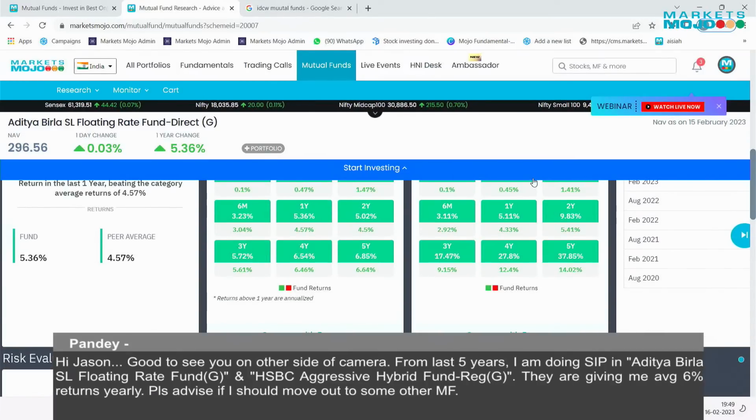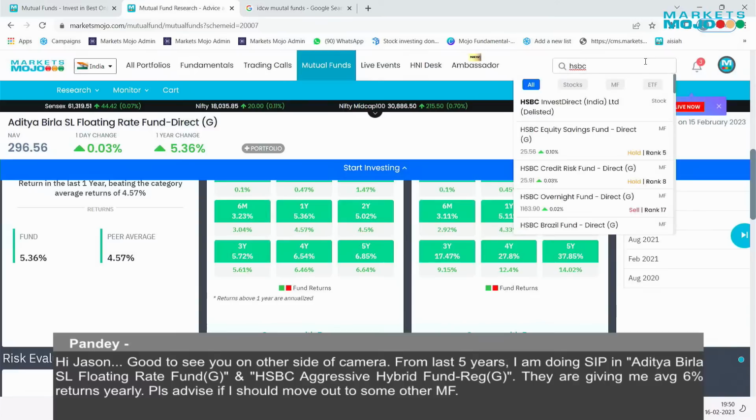So this is something which is close to expectations. If you see here, the fund has given 5.36, the peer average is 4.57. So when you look at this floating rate category, this is a fund which has beaten the peer average. Now if you're not happy with 6%, that means you're actually looking at higher returns. Then you'll have to look at equity or, let's say, credit risk debt funds. But if you're happy with this floating rate fund, it's actually doing better than the peer average. We don't have a rating for that, so I can't comment, but it is actually doing better than the average funds in that category.